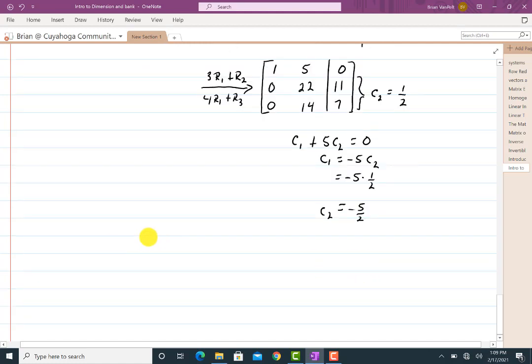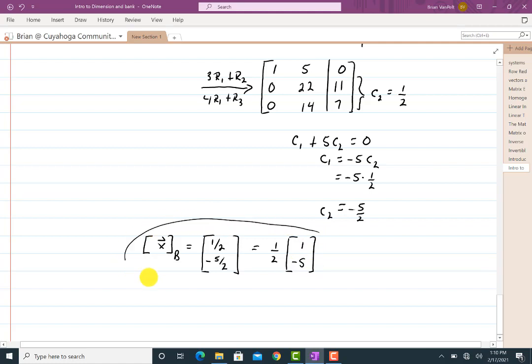This you might find very interesting. When I write my representation for x in the B basis, it's only a 2-dimensional vector, even though it's coming from a 3-dimensional space. My first thing I saw was 1/2, and then I got -5 halves. And I prefer to take out the 1/2 just to make the vector a little nicer looking. And there you go. Any one of these will work.